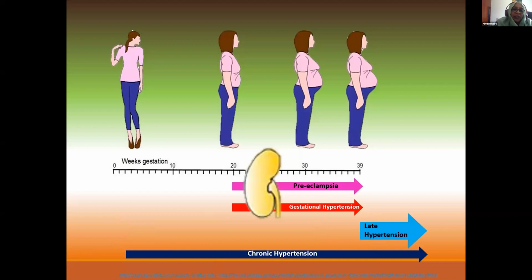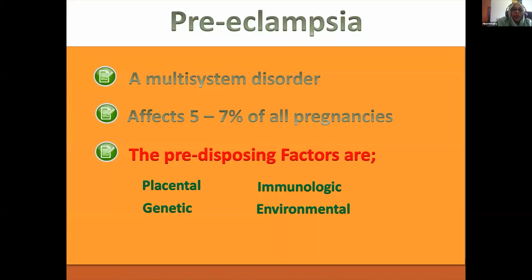It can either start before pregnancy, and this is chronic hypertension, or it is preeclampsia or gestational hypertension, which appears at the week of 20 of gestation and onwards. So it is a multi-system disorder affecting 5 to 7% of all pregnancies. The predisposing factors can be placental, genetic, immunologic, and environmental, which may interact.